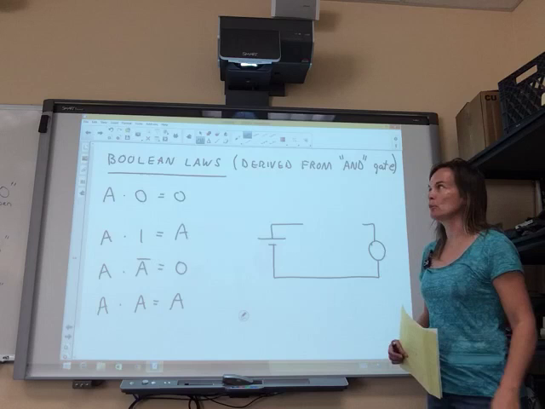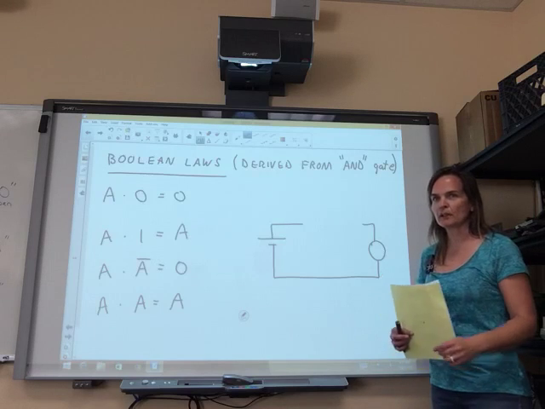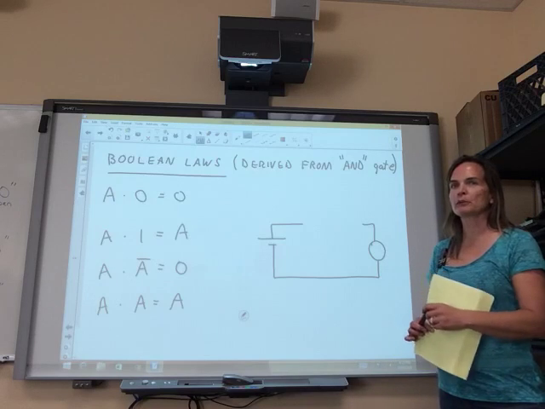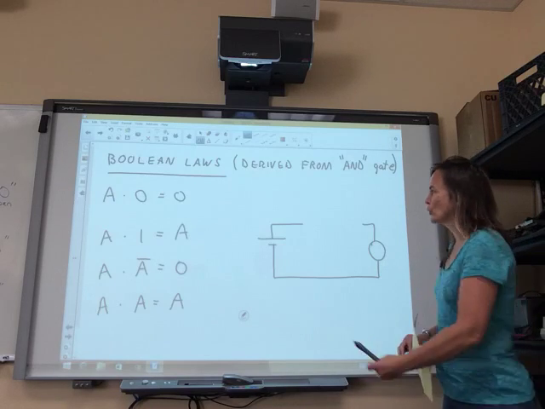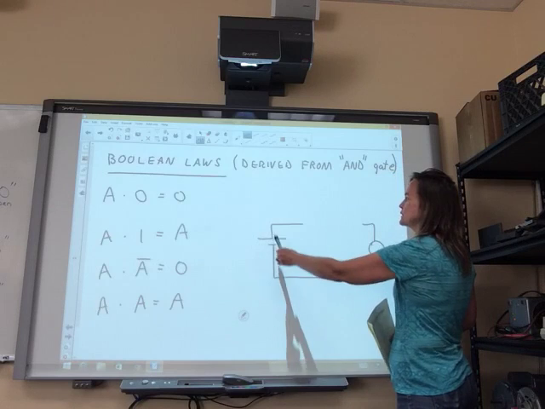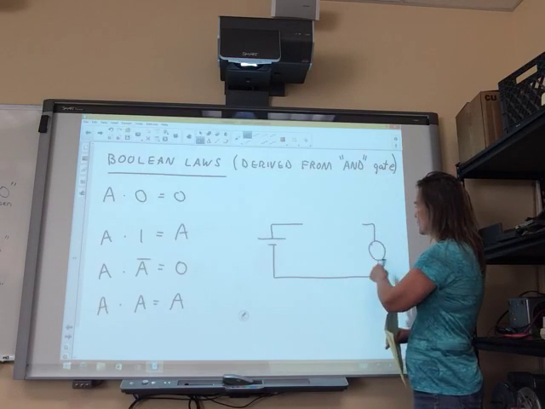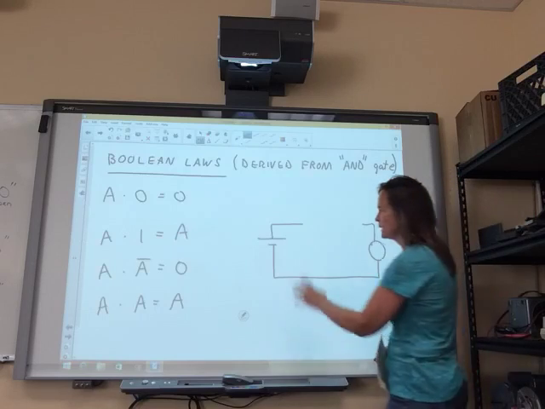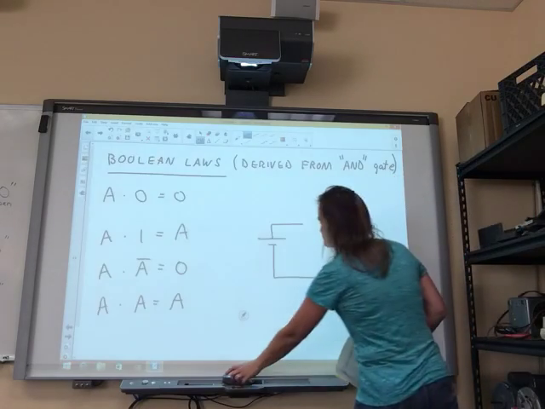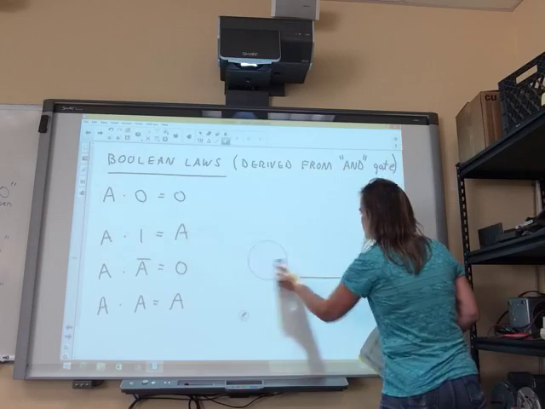Okay, we're going to take another look at our Boolean laws that we just covered. But now we're going to look at them from a circuit point of view. We're going to have a power source, and we're going to put in a couple of switches here. And then we're going to see if we can get our light bulb to light up, basically. So we're talking here about the switching of these.